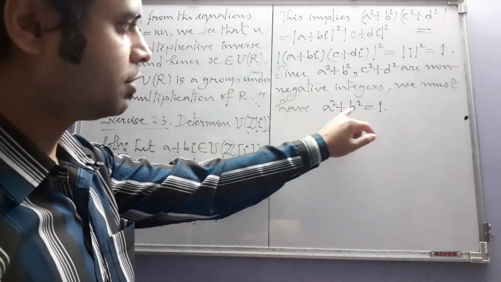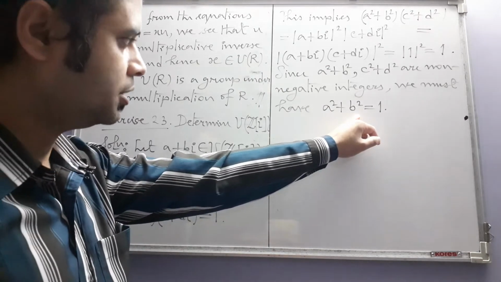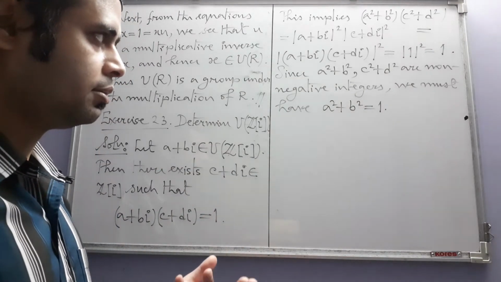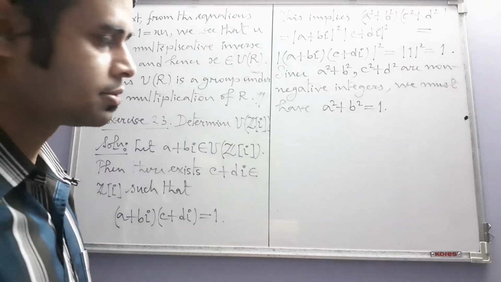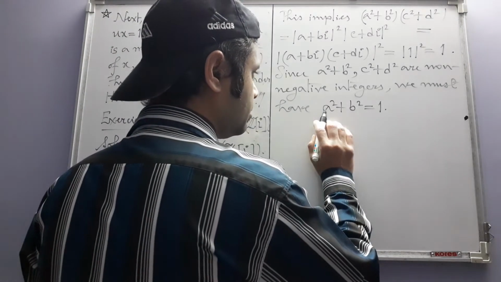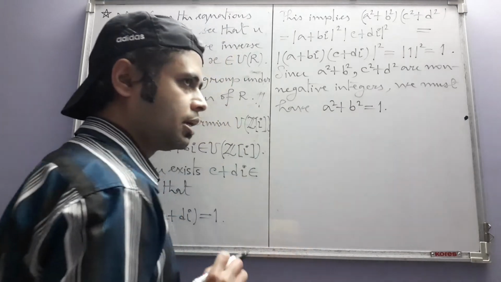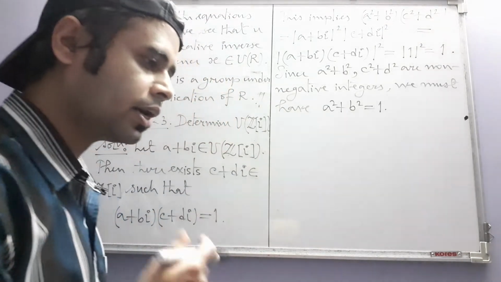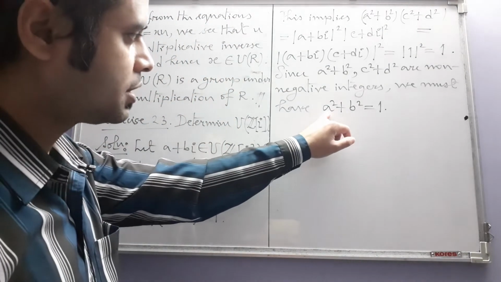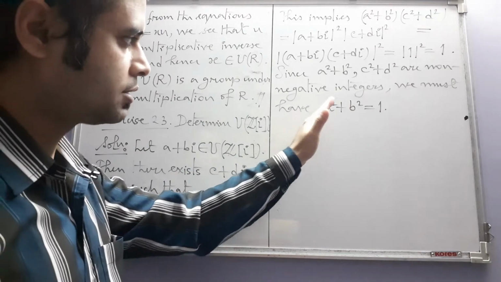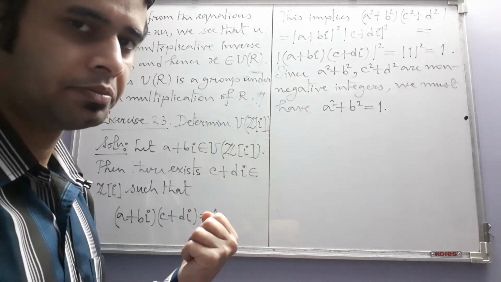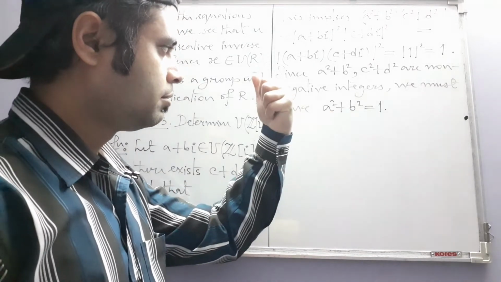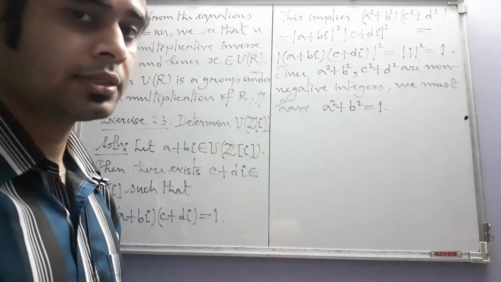Now we are given two integers a and b such that a square plus b square is 1. So this can happen in exactly 4 ways. Both a square and b square are non-negative and both are integers. None of them can be greater than 1, because if say a square is greater than 1, then a square plus b square is also greater than 1. So how can that be equal to 1? So both of them must be less than or equal to 1.